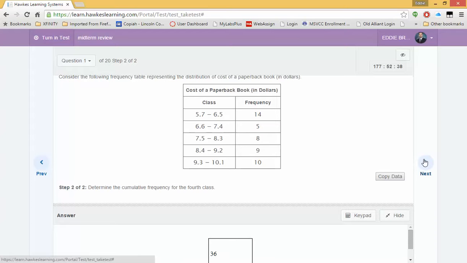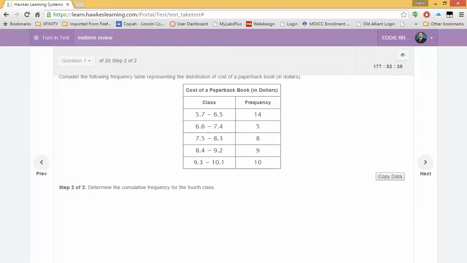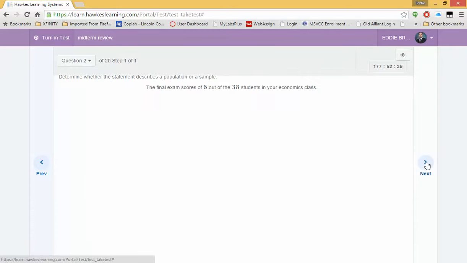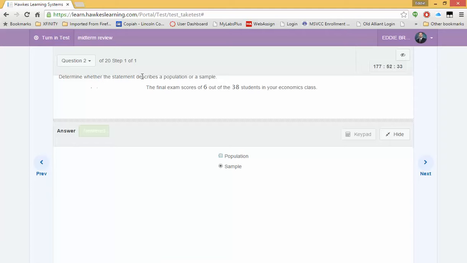Let's look at the next problem. Question number 2. Determine whether the statement describes a population or a sample. The final exam score of 6 out of 38 students in your economics class. Okay, so 38, if you were talking about the 38 students, that would be the population. But if you're taking just 6 out of that 38, then that's a sample. Okay, a sample.